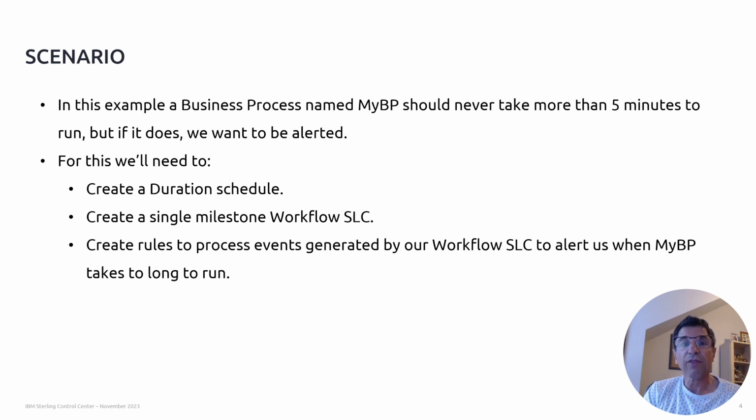In this video, I said I would show you how to create an SLC to ensure a business process doesn't take too long. So in this specific example, we're going to ensure that a business process named MyBP never takes more than 5 minutes to run. But if it does, we want to be alerted. And for this, we'll need to create a duration schedule. We'll need to create a single milestone workflow SLC, and we'll have to create the rules to watch for the events that our SLC generates if something goes wrong, and notify us so we can take appropriate action.